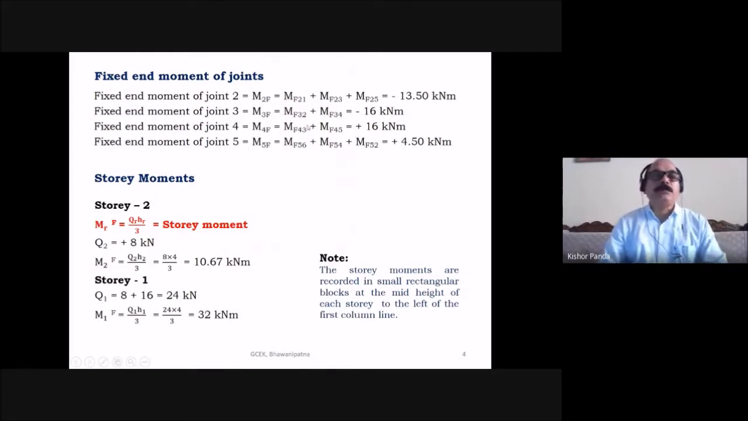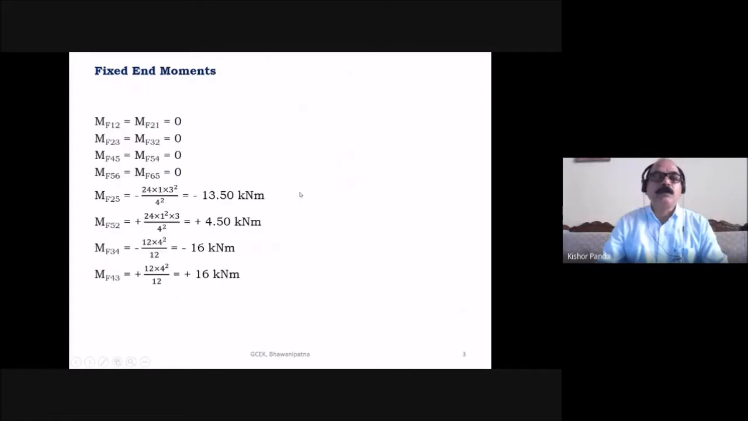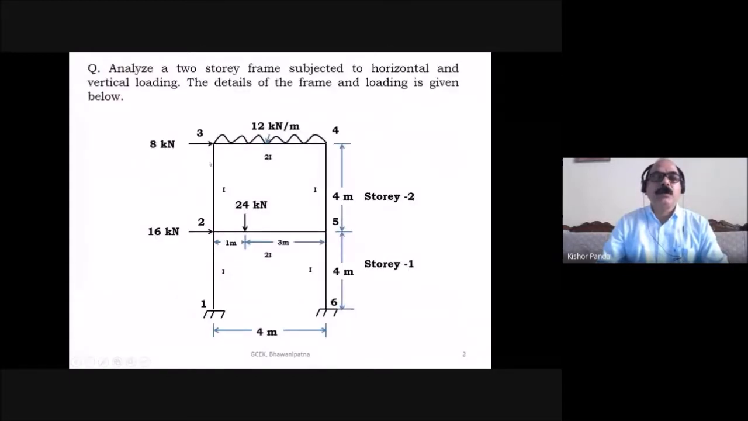So after getting the fixed end moments of the joints, what do you have to do here? Because you have the horizontal loading at joints 2 and 3: 8 kilonewton at joint 3 and 16 kilonewton at joint 2. So find out the moment due to horizontal loading.